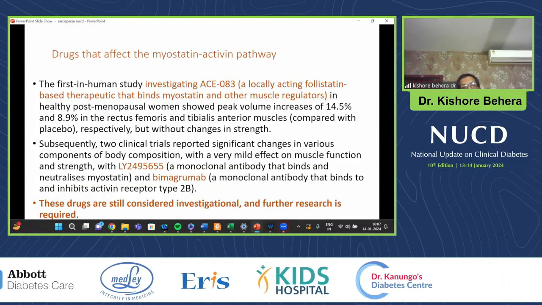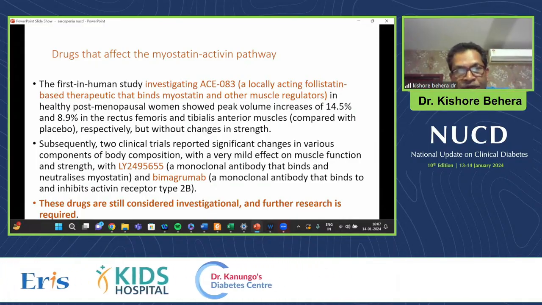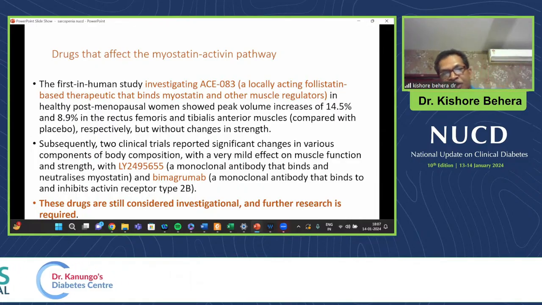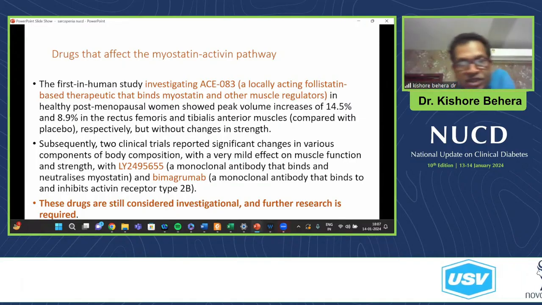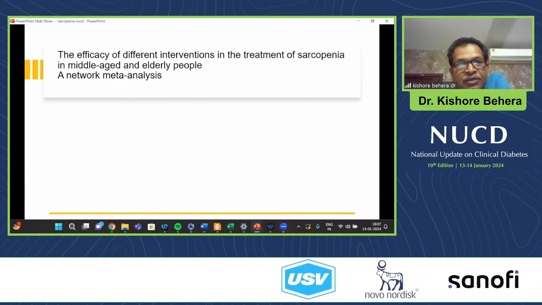Then coming to investigational drugs like the myostatin activin pathway, there are some monoclonal antibodies, LY2495655, and a monoclonal antibody that binds to and inhibits activin receptor type 2B. There are some studies, but these drugs are still considered investigational and further research is required.